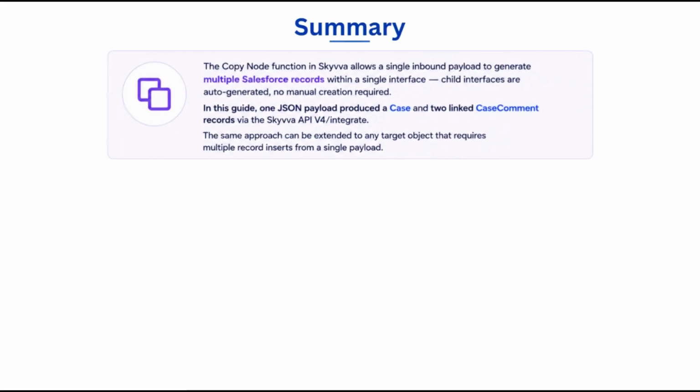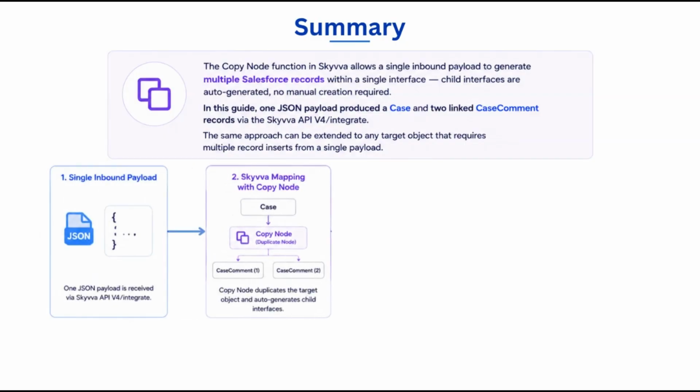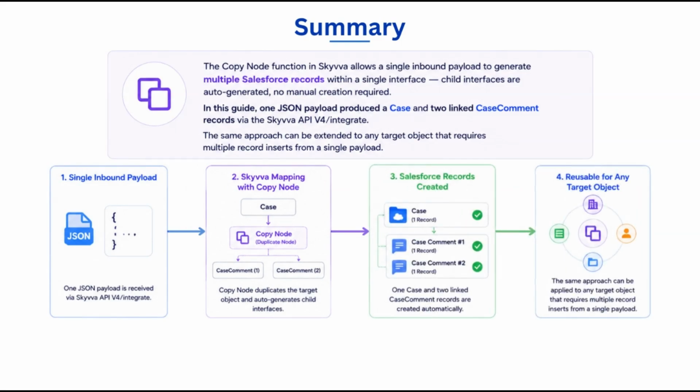To summarize, we've learned how the copy node, also known as the duplicate node feature, enables a single inbound payload to create multiple Salesforce records within the Skyvva interface. We demonstrated how one JSON payload was transformed into a case record and multiple related case comment records, without the need to manually create additional interfaces. Skyvva automatically generates the required child interfaces, making complex mappings much easier to configure and maintain.